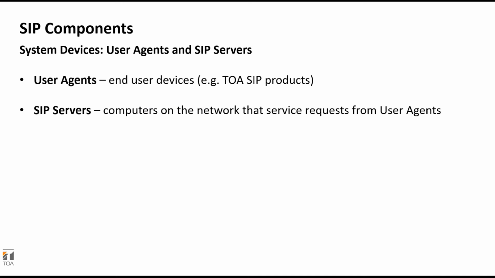So there are two major system devices in play in SIP as a system in general. There are user agents, which are the end user devices. TOA SIP products in particular, all of them, are end user devices. TOA does not manufacture and provide SIP servers. And SIP servers are the actual mainframe computers on the network that service requests from the individual user agents. So we'll go into detail on these two.